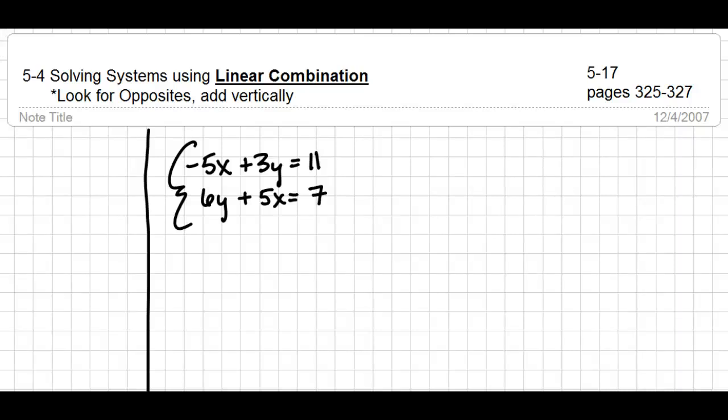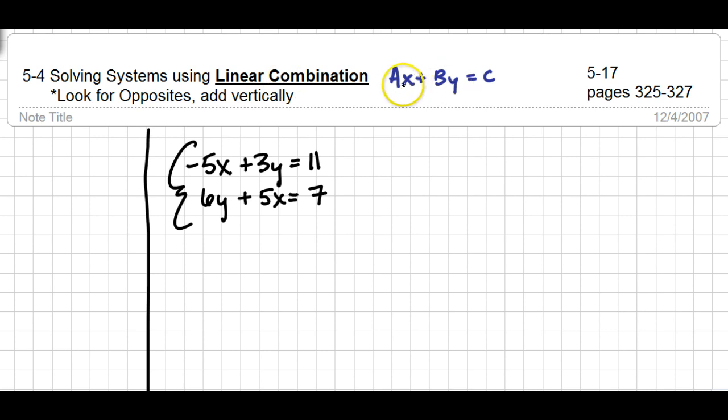This lesson is for Advanced Algebra, Lesson 5.4, Solving Systems Using Linear Combination. Linear combination, remember, is a certain way that a linear equation looks. Typically, if an equation looks like ax plus by equals c, that's considered a linear combination situation.